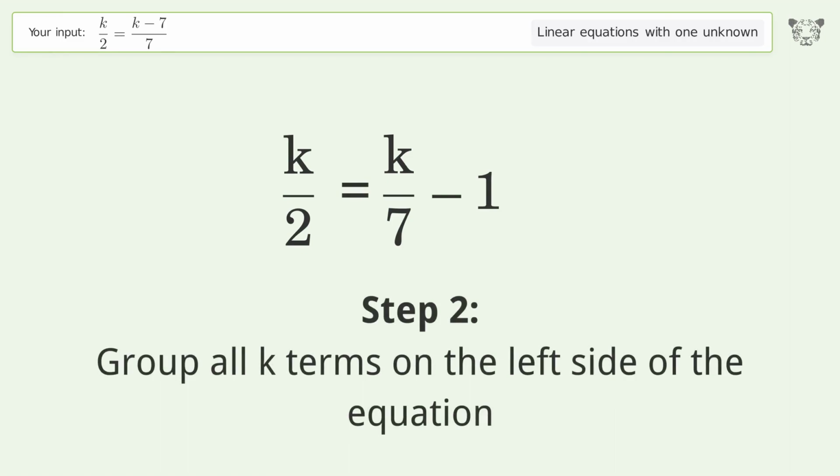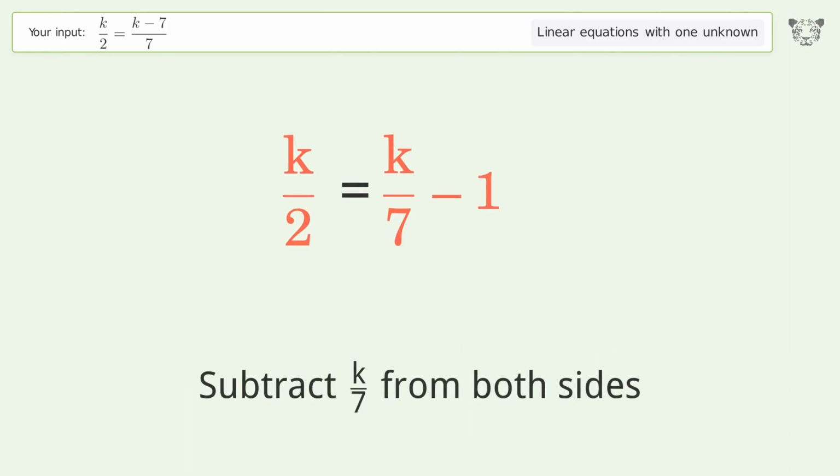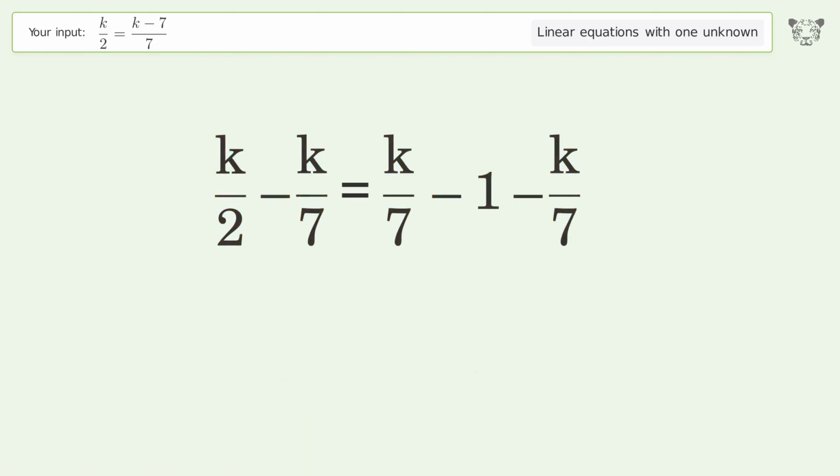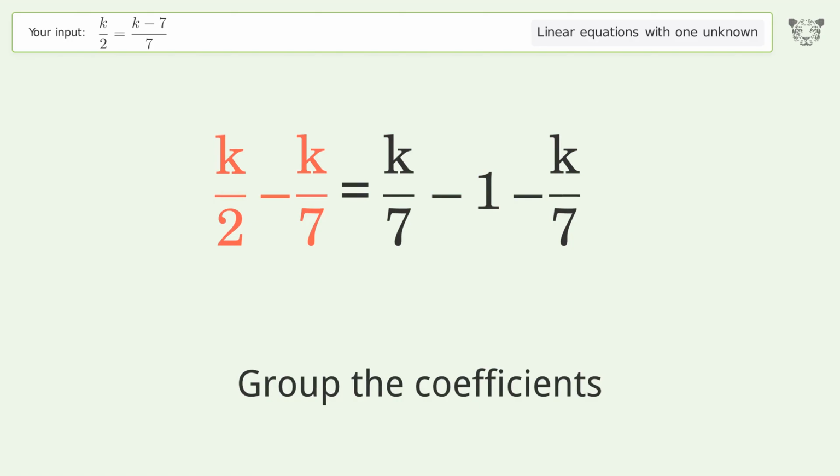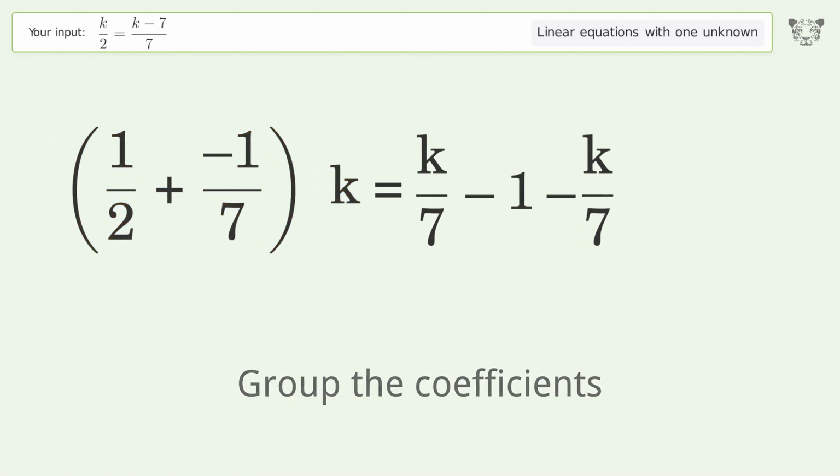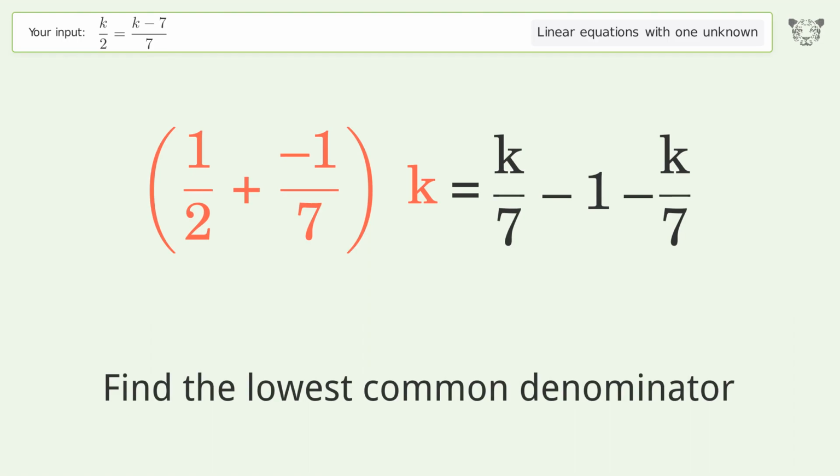Group all k terms on the left side of the equation. Subtract k/7 from both sides. Group the coefficients. Find the lowest common denominator.